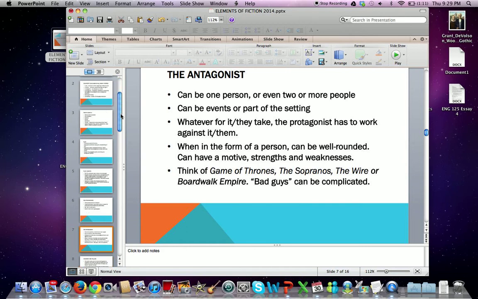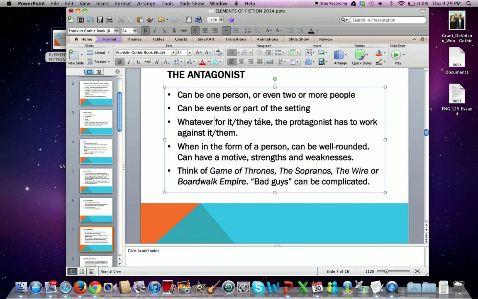Antagonist. The antagonist can be one person, or even two or more people. It can be events or part of the setting. Whatever form they take, whatever they are, the protagonist has to work against them. I wrote that when I was tired and had a baby on me. Whatever they are, the protagonist has to work against them.